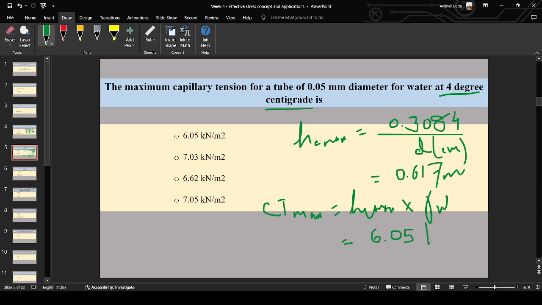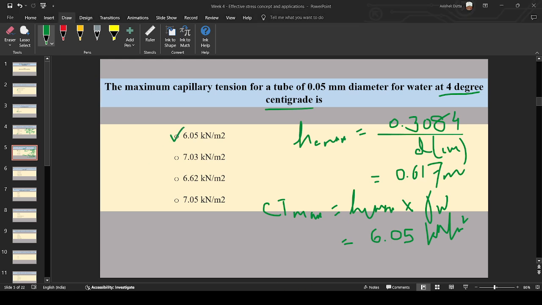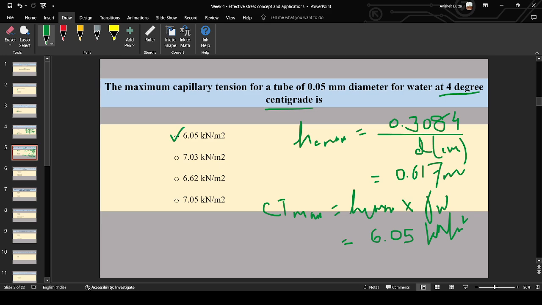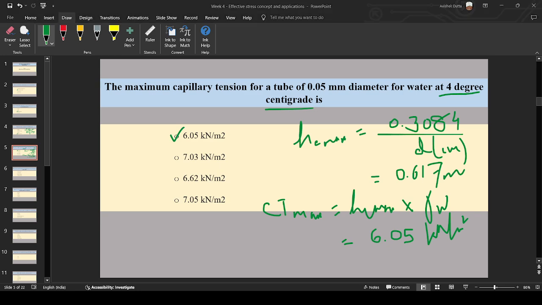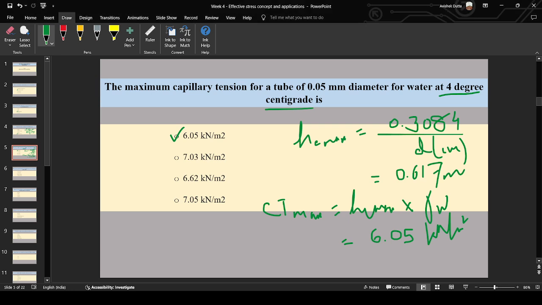What is the unit? Kilonewton per meter square. So the first option, 6.05. The maximum capillary tension in this case is equal to 6.05.